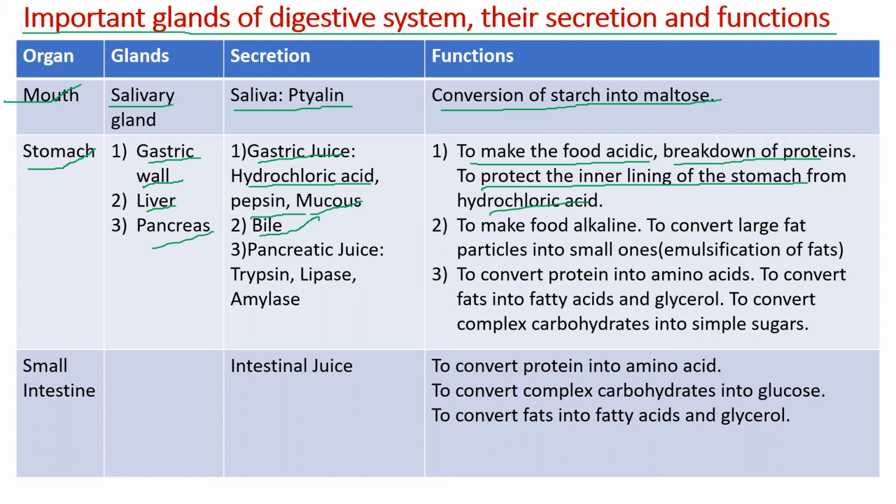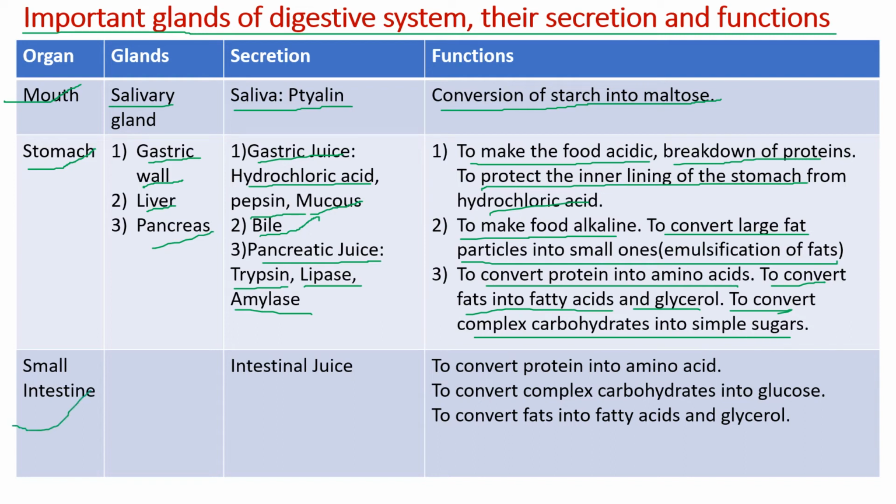For the liver, bile is its secretion, and its function is to make food alkaline and to convert large fat particles into small ones. Emulsification of fats is the process carried out here. In the case of the pancreas, pancreatic juices are secreted, which are trypsin, lipase, and amylase. Its function is to convert protein into amino acids, to convert fats into fatty acids and glycerol, and to convert complex carbohydrates into simple sugars.